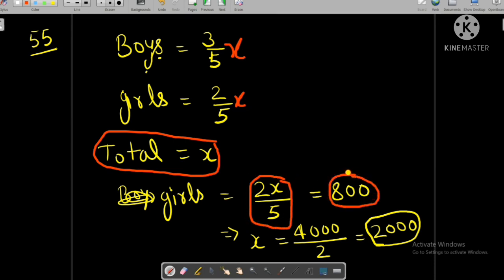This is given in the question. Now it is a simple equation, you can solve it. The value of x is the total number of students, and that is 2000.